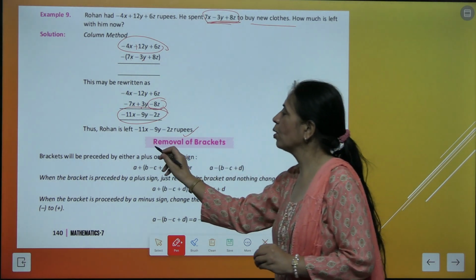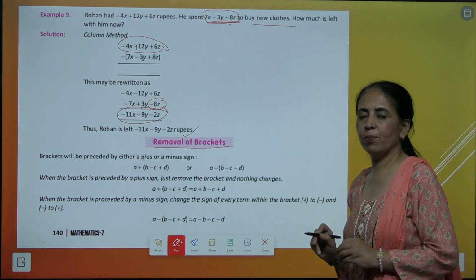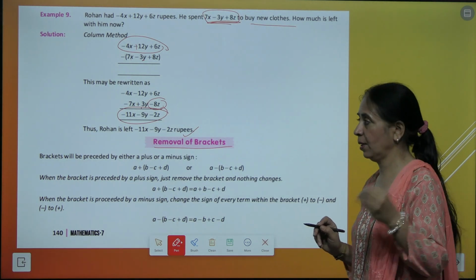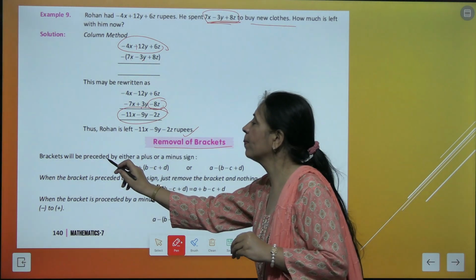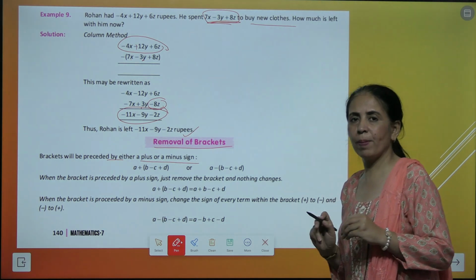Now coming to removal of brackets. Remove कैसे करते हैं? हमें अगर brackets दिए हुए हों तो bracket will be preceded by either plus or minus sign.